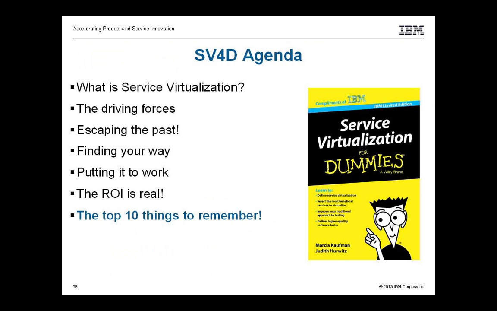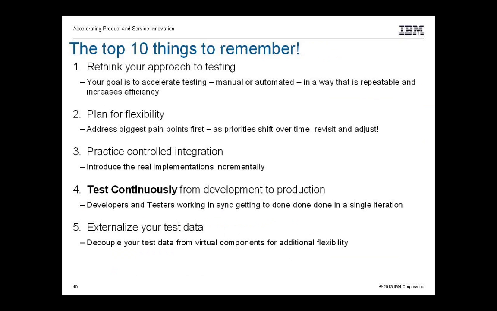So, top 10 things to remember. Look at your approach to testing, whether it's manual or automated. We're looking at a way to accelerate this testing and make it repeatable and more efficient. Using that table, plan for flexibility. Look for the places where you're experiencing the biggest pain points and it's going to give you the biggest return on your time and investment. And constantly revisit that as your priorities may shift over time, so you're going to have to adjust.